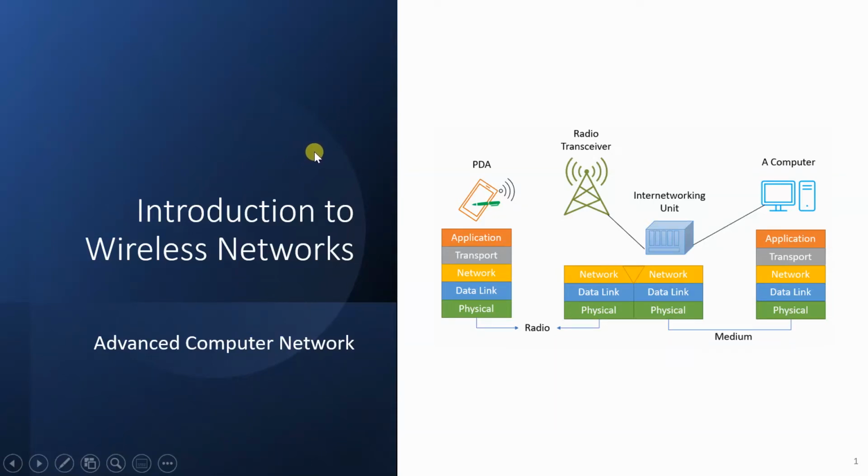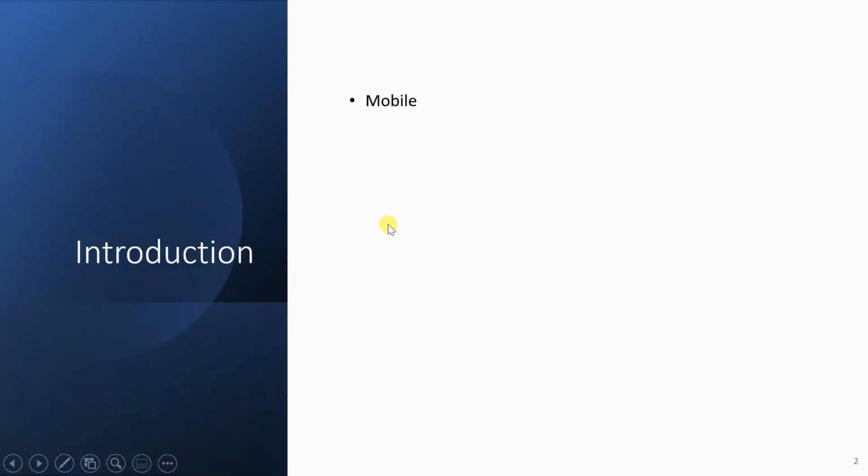Welcome to another video on advanced computer network, and in this video we will introduce some terminologies associated with wireless network. So let's begin the discussion. The first terminology that we are going to discuss is mobile. So this mobile means moving from one location to another location.